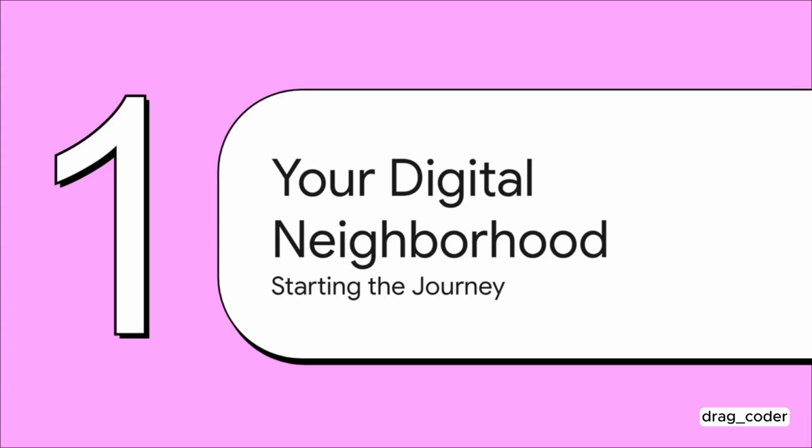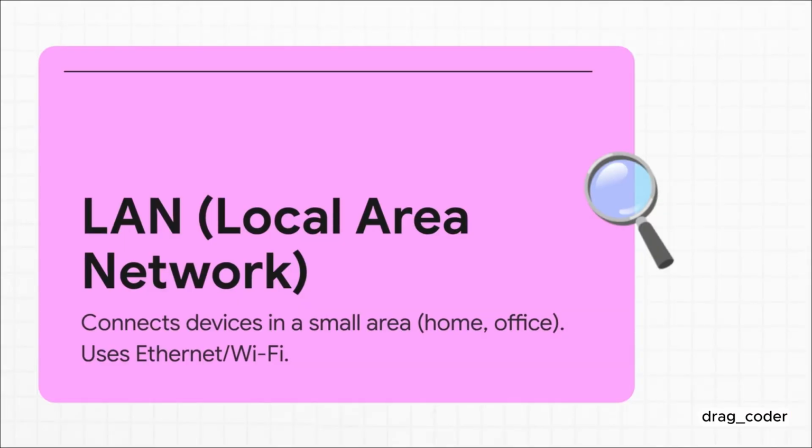Okay, so every big journey starts with a single step, right? And for our message, that journey starts small, right where you are. It all begins in your very own digital neighborhood, your local network. This is what we call a LAN, or a local area network. Now, you can think of this as your digital driveway. It's that private little network connecting your computer, your phone, maybe your smart TV, usually all through your Wi-Fi router. Every single message has to pull out of this driveway first before it can even think about hitting the open road.